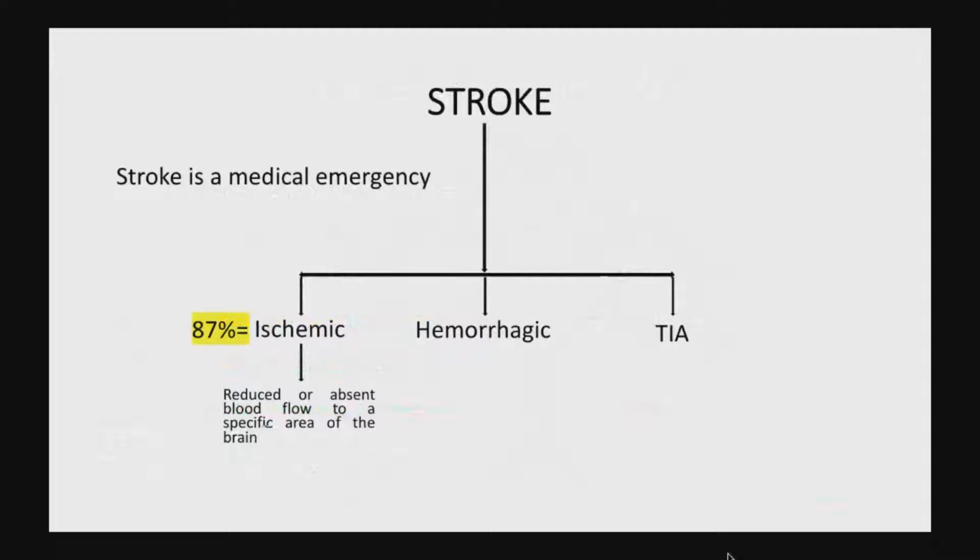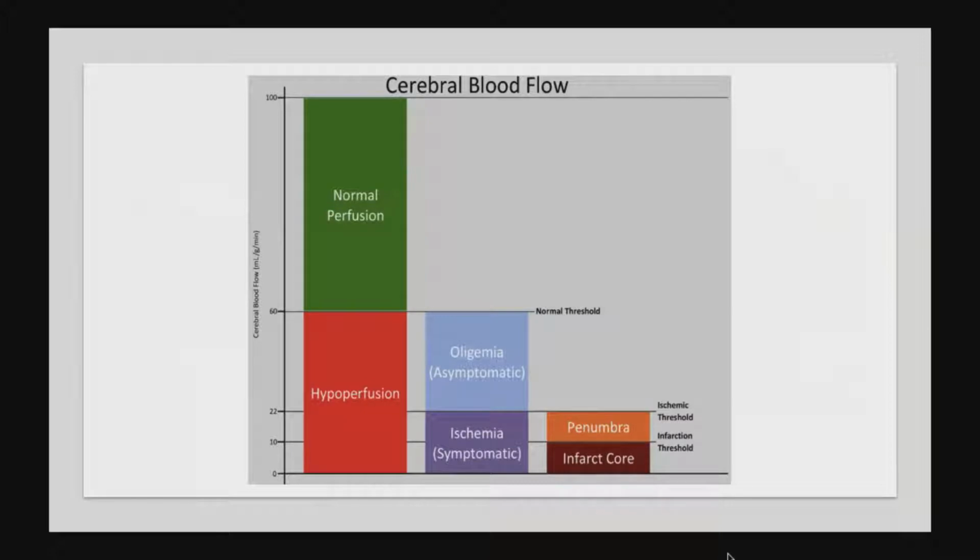Now, we all know that the normal cerebral blood flow is above 60 milliliters per 100 grams per minute. When the flow drops below that, the brain becomes oligemic, but the patient is still asymptomatic. The patient will start developing symptoms once the flow goes below 20 milliliters per 100 grams per minute. A core infarct will happen when the flow goes below 10. So between 10 and 20, that's when we have the penumbra.